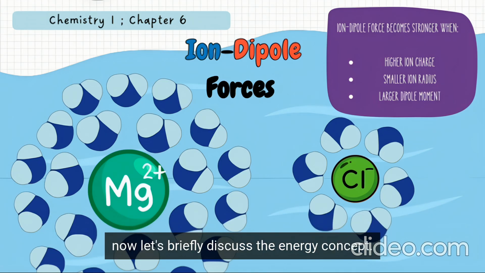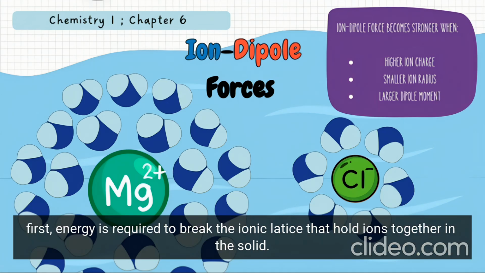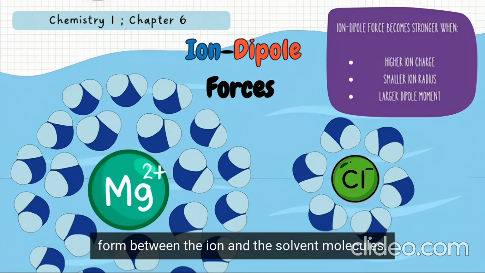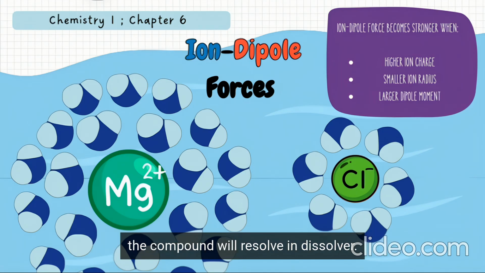Now, let's briefly discuss the energy concept. For an ionic compound to dissolve, two energy changes occur. First, energy is required to break the ionic lattice that holds the ions together in the solid. Second, energy is released when ion dipole interactions form between the ions and the solvent molecules. If the energy released from the hydration is large enough, the compound will dissolve in the solvent.